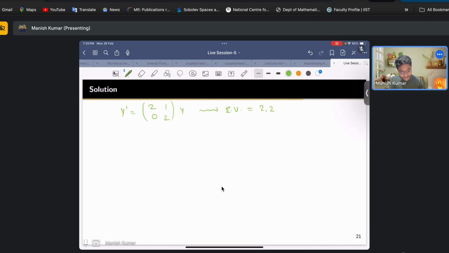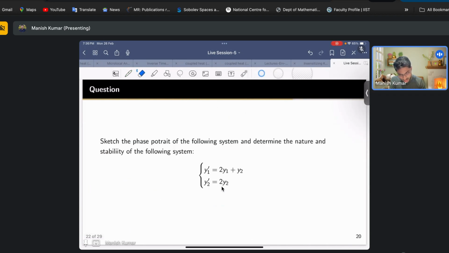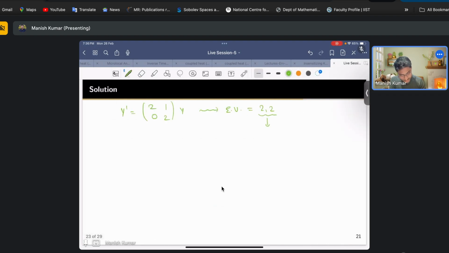So these are real eigenvalues of the same sign, that means it is a node, right? Real of the same sign. Then in this case, 0 comma 0 is a node, right?